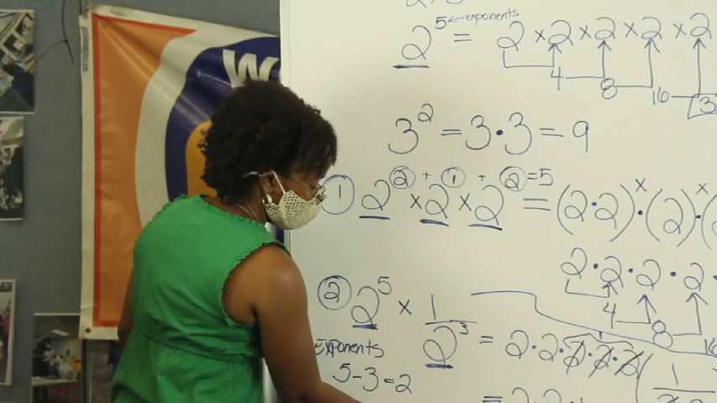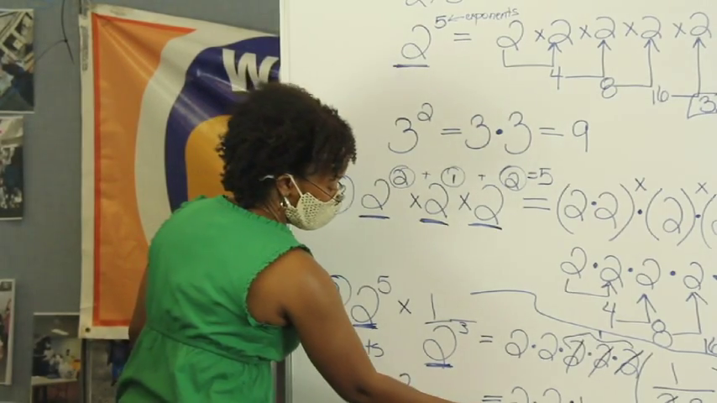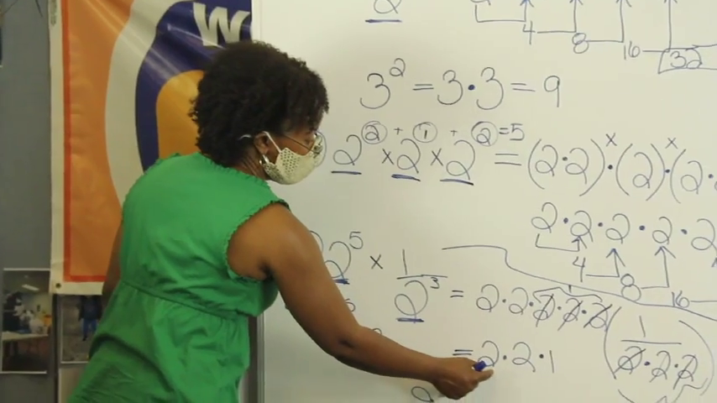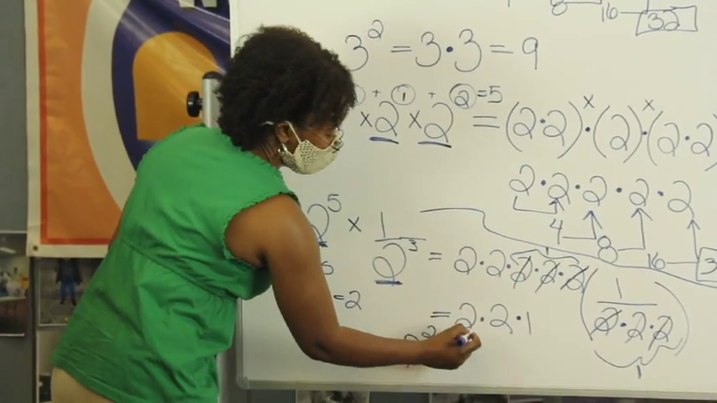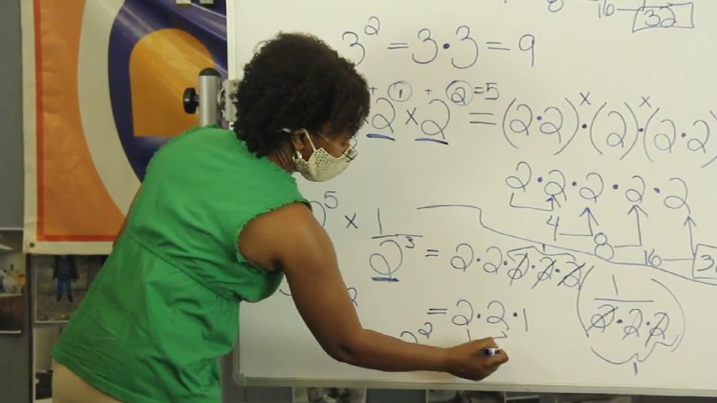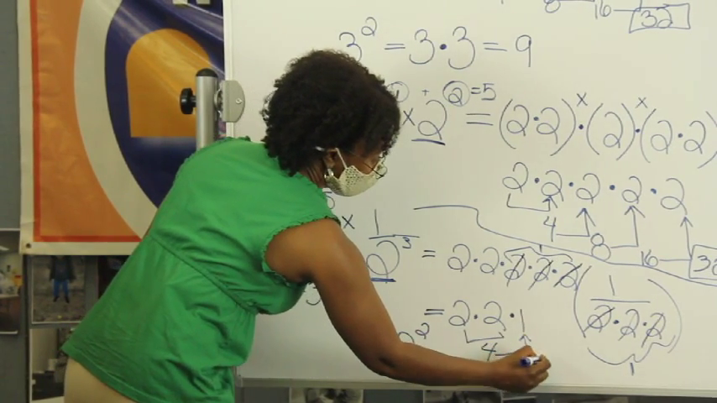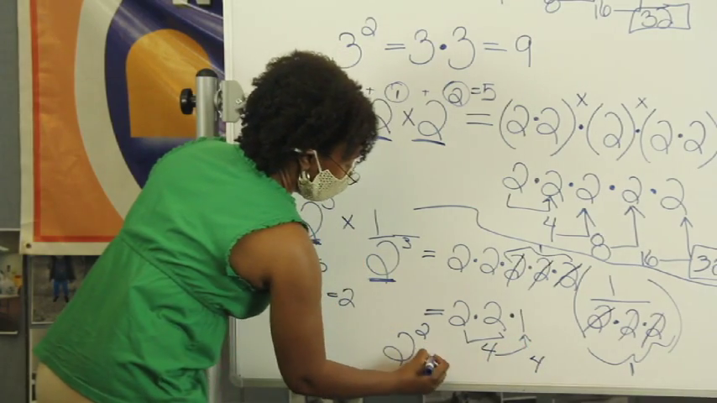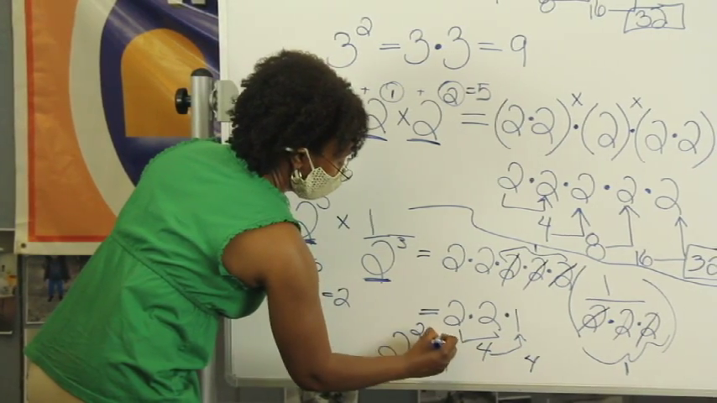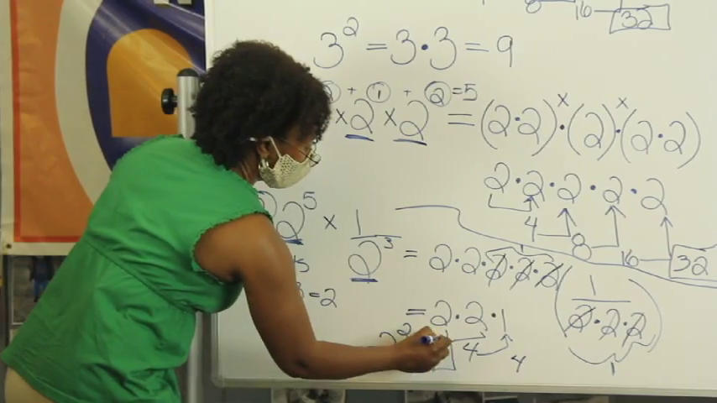So we have 2 to the second power, and we have it written the long way here, 2 times 2, which is 4. And you can do the 4 times 1 if you'd like. It still is going to be 4. And so our answer is 4.